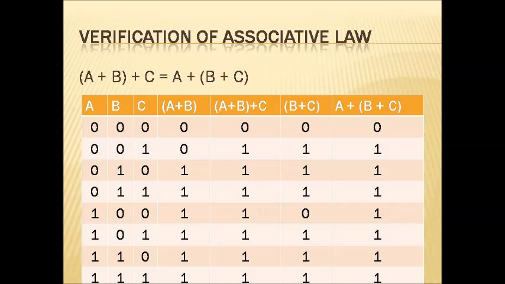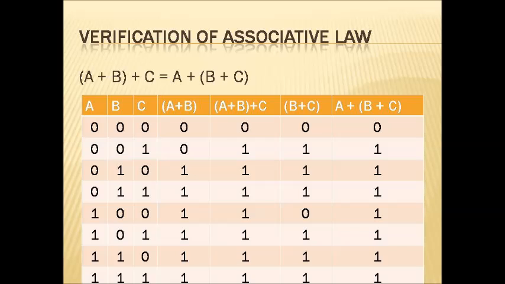Okay, here we are verifying the associative law. According to the associative law, you can see that (A + B) + C is equal to A + (B + C). So when there are three variables in a truth table, there will be 8 sets of values. The same you can see on this page, right? When we analyze this truth table, we can say that we can verify this associative law, right?